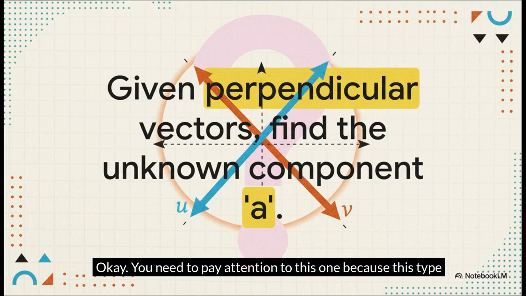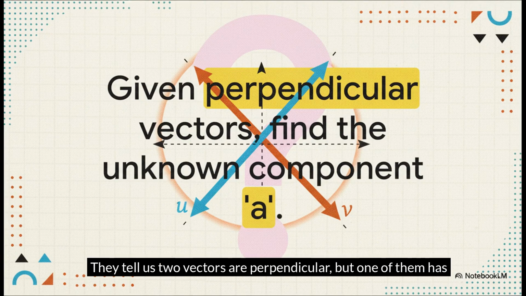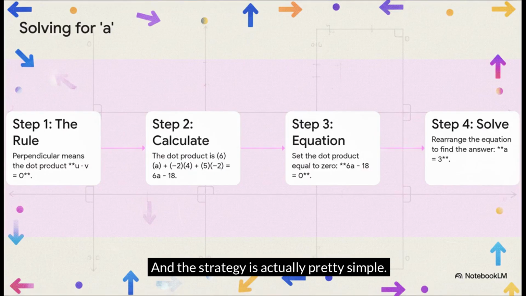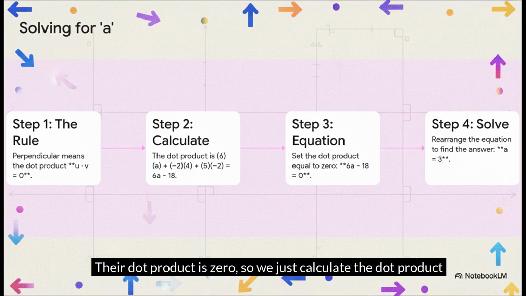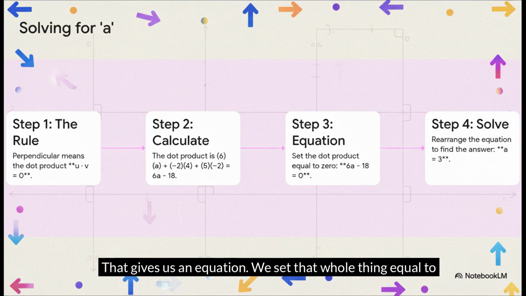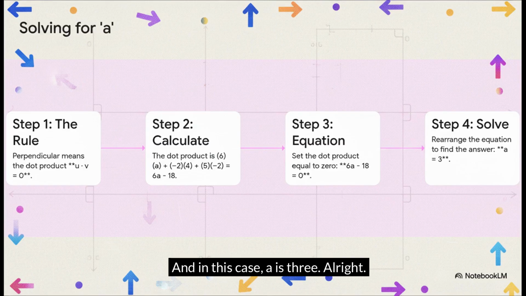Okay, you need to pay attention to this one because this type of question comes up all the time. They tell us two vectors are perpendicular, but one of them has an unknown component, a. Our job is to find what a is. And the strategy is actually pretty simple. What do we know about perpendicular vectors? Their dot product is 0, so we just calculate the dot product using the components we have, including the a. That gives us an equation. We set that whole thing equal to 0, and then it's just basic algebra to solve for a. And in this case, a is 3.